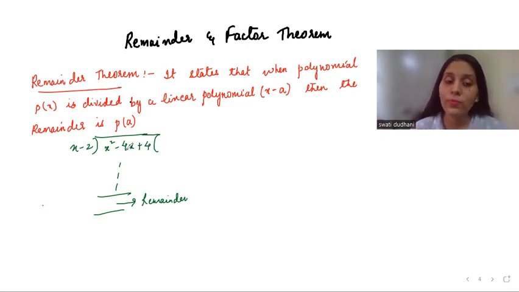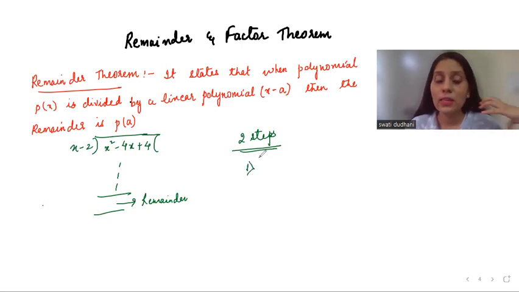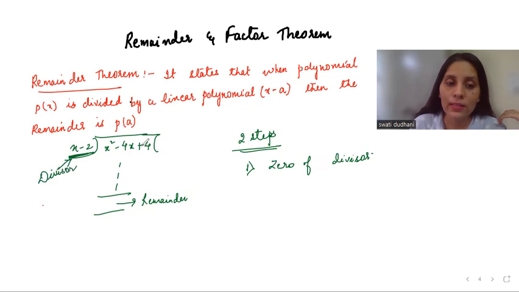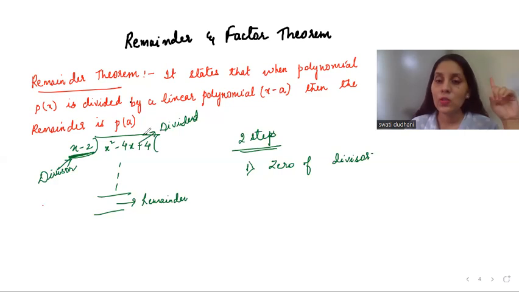Apart from this, we have the remainder theorem wherein we have only 2 steps to do the question. So let's see those 2 steps to do the remainder theorem. First is find the zero of the divisor. Now you know that this is the divisor and this is the dividend. We know this, right? Divisor and dividend. So the first step is you need to find the zeros of the divisor.